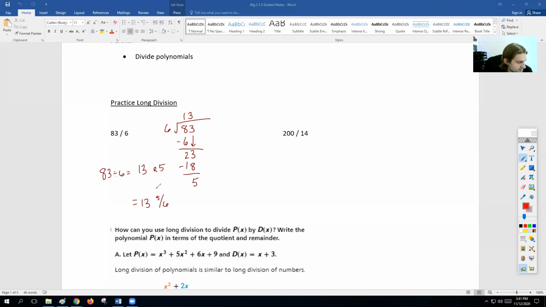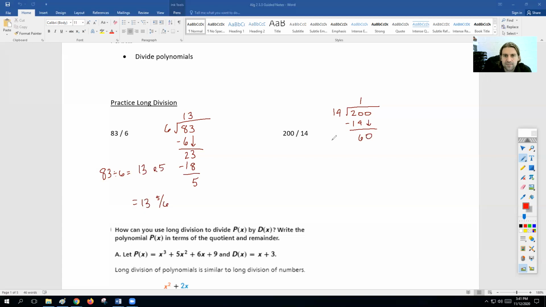Okay, so next let's try that again, but with a bigger number. Let's do 200 divided by 14. So 14 is our divisor, 200 is going in. We have a first digit 2, and if we can't use 2 here, we have to go to 20. What's the biggest number we can use? It's 1. 1 times 14 is 14. We subtract from the 20, which would be 6, and carry down the 0.